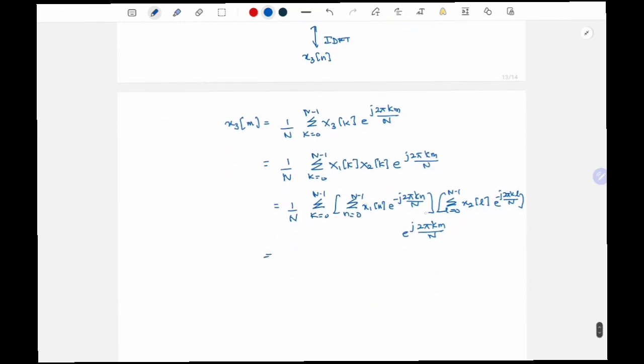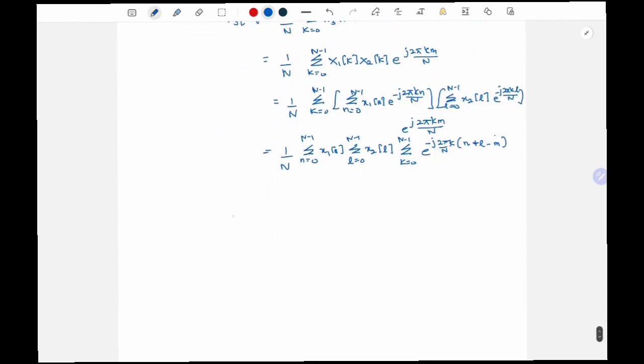So I'll take this k summation inside, then what will I have? Summation n equal to 0 to n minus 1, this x1 of n, summation l equal to 0 to n minus 1, this x2 of l, summation k equal to 0 to n minus 1. I'll have e power minus j 2 pi by n into k into n plus l minus m, right?